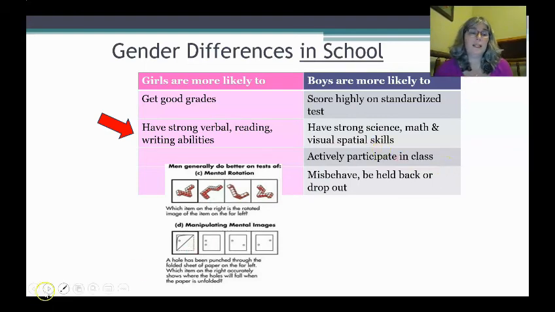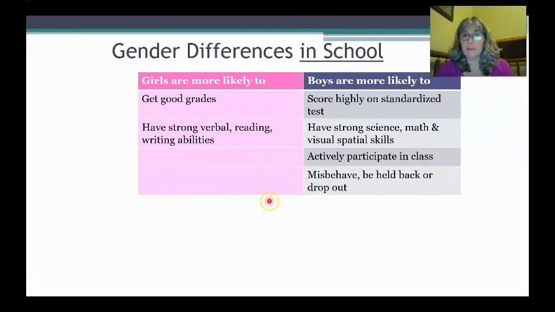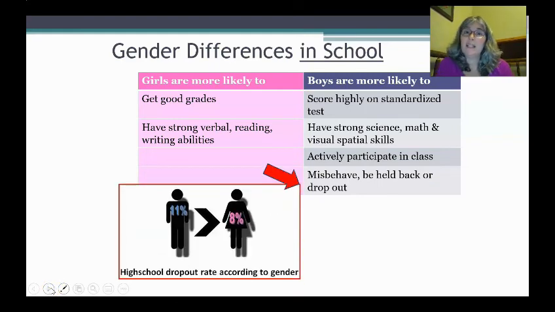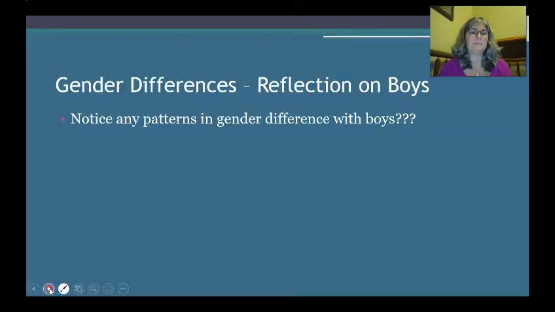Males are also more likely to actively participate in the classroom, so they're more likely to volunteer and help out their teachers, but they're also more likely to act out, to get in trouble, to be held back a grade, or to even drop out and not graduate. And here's some data to back that up. So when it comes to the high school dropout rate, it's not a huge difference, but it is statistically significant for my mathematician folks out there.